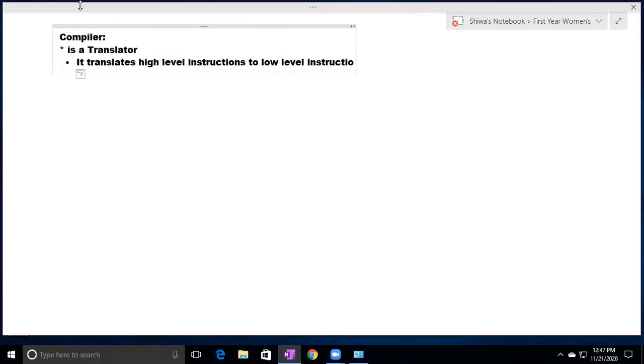So it is a translator. It translates high level instructions to low level instructions and low level instructions to high level instructions. Vice versa means low level to high level. So compiler is the translator that translates high level code to the low level code and low level code to the high level code.